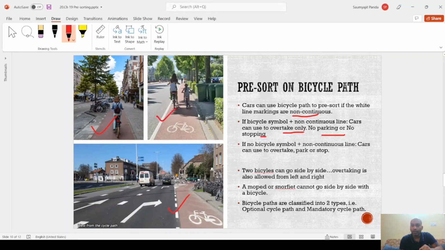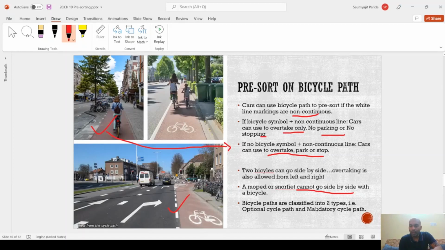In this scenario, if there is no bicycle symbol plus non-continuous lines, cars can use it to overtake, park or stop. Two bicycles can go side by side. Yeah, this is normal. Overtaking is allowed from the left and right. A moped or a snorfiets cannot go side by side, like friends going side by side with each other, talking together.